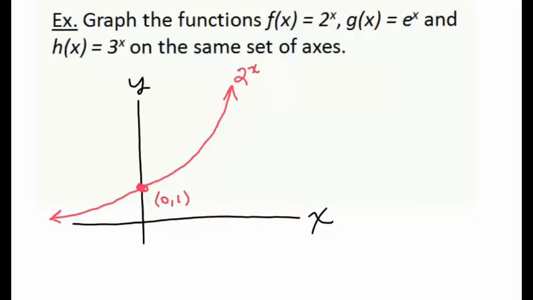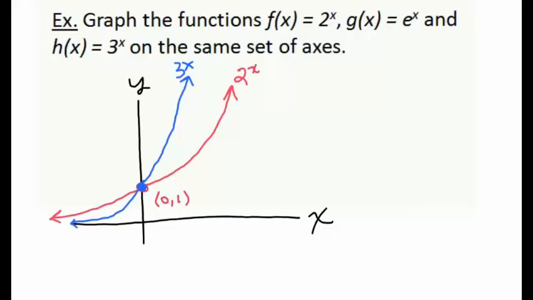Next, in blue, I'm going to plot the exponential function 3 to the x. So again, it's going to pass through this point (0, 1). But 3 to the x, because its base is bigger, is going to grow much faster than the exponential function 2 to the x. And as we move over to the left side, it's going to decrease much faster than 2 to the x as well.